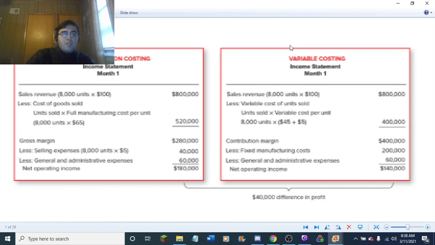Whereas with full absorption, you do sales revenue, and then you subtract the cost of goods sold, and then you have a gross margin. And then the gross margin minus selling expenses. What's a selling expense? And then you subtract general and administrative expenses, and you have net operating income.